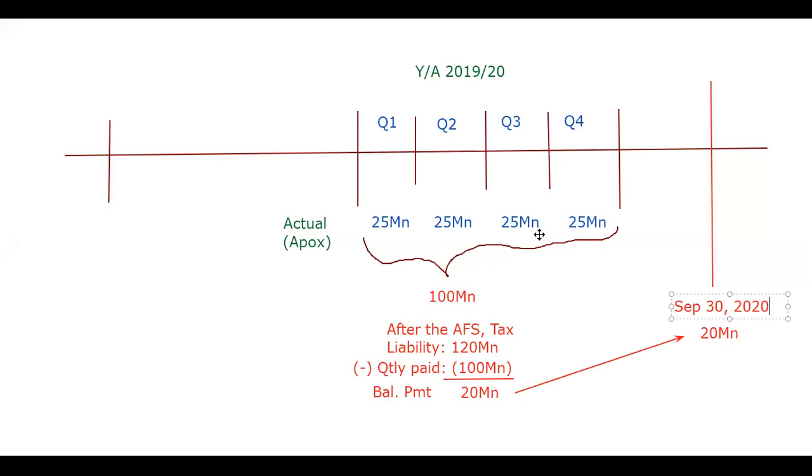Then quarterly we need to ascertain the figures, and if after the audit is finalized the liability changes, then the balance amount we can pay.